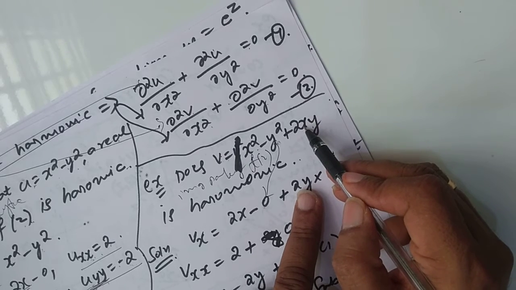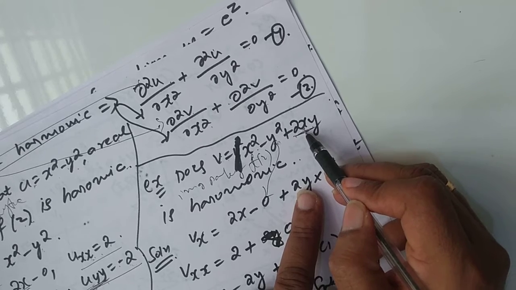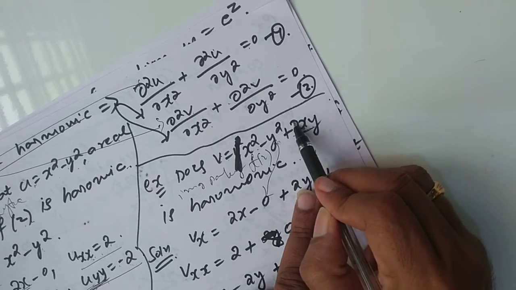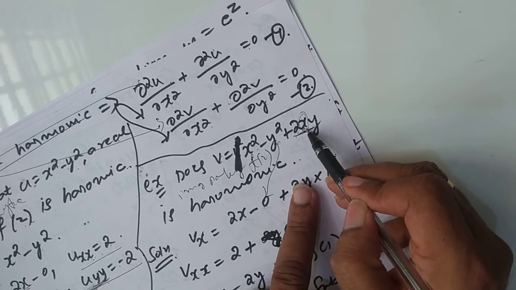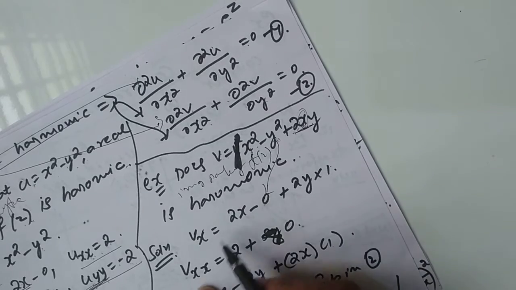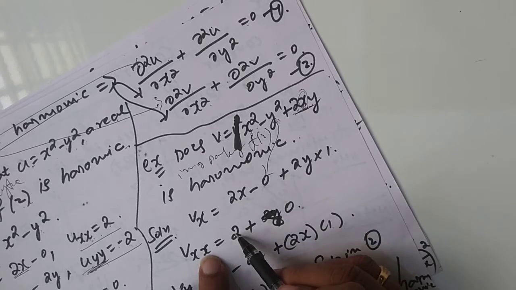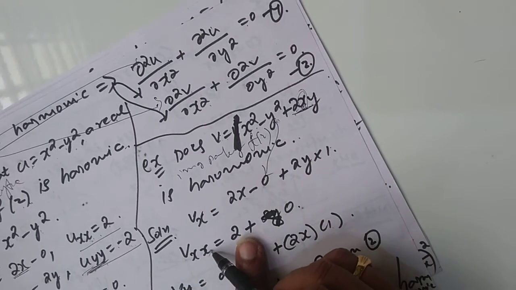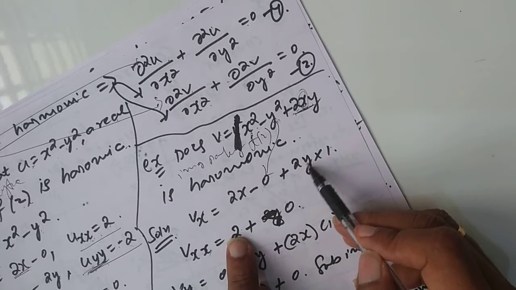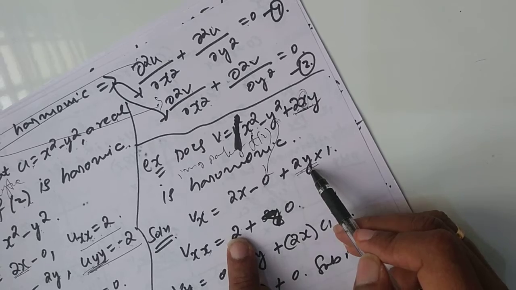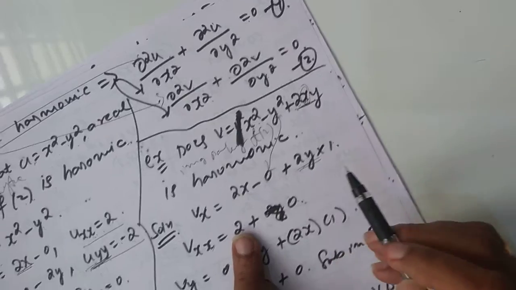From 2xy, I am partially differentiating with respect to x. With respect to x, 2y is constant, take 2y outside. So what is remaining? x. Differentiation of x is 1. Now from vx, we are finding vxx. Differentiate 2x, we get 2. With respect to x, again differentiating 2y times 1, 2y is constant, differentiation of this constant is 0.